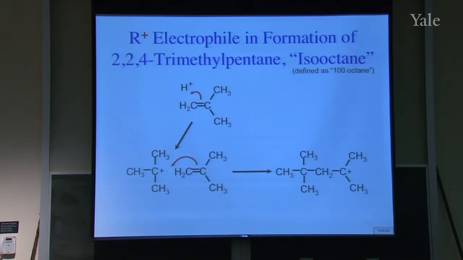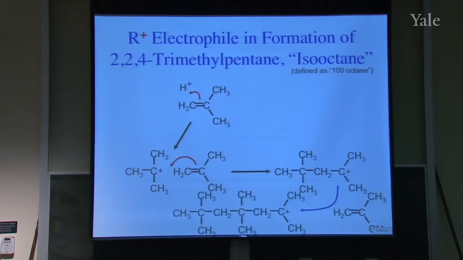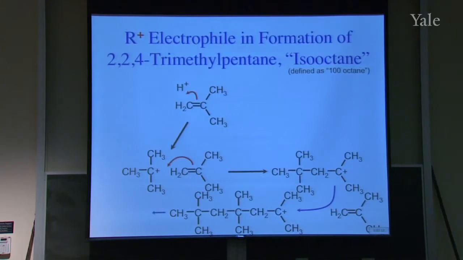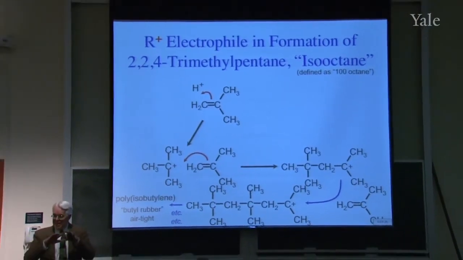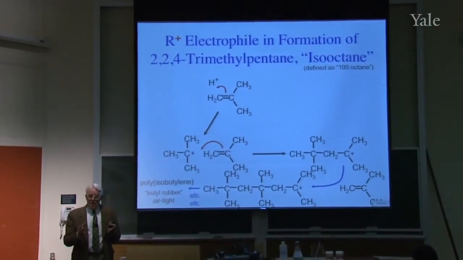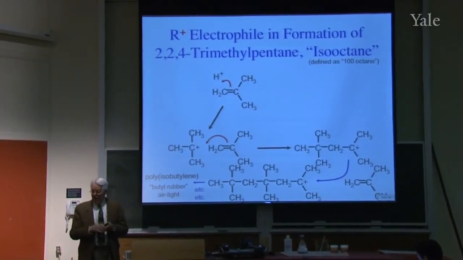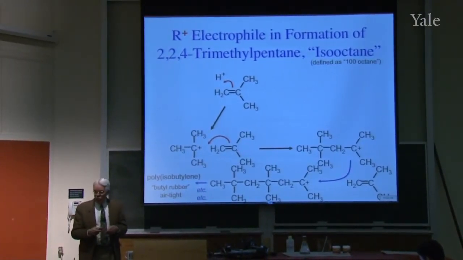Now, if you don't have the isobutane there, then it turns out that it can do this polymerization. Add another one, et cetera, et cetera. And that gives polyisobutylene, which is called butyl rubber. And it's not a very strong material, but it has the virtue of being airtight. So that's what's made to seal tires. When they made inner tubes in those days, they were made out of butyl rubber, to hold the air in.